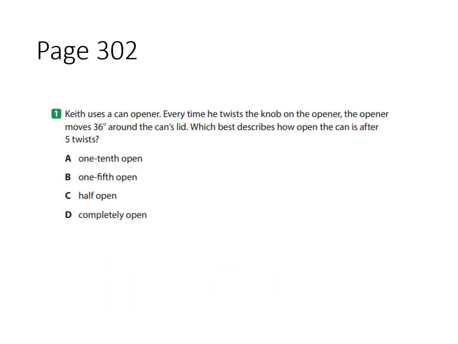All right, this problem is found on page 302. Keith uses a can opener. Every time he twists the knob on the opener moves 36 degrees around the can's lid. Which best describes how open the can is after 5 twists? So go ahead and pause the video, solve it, and then continue.